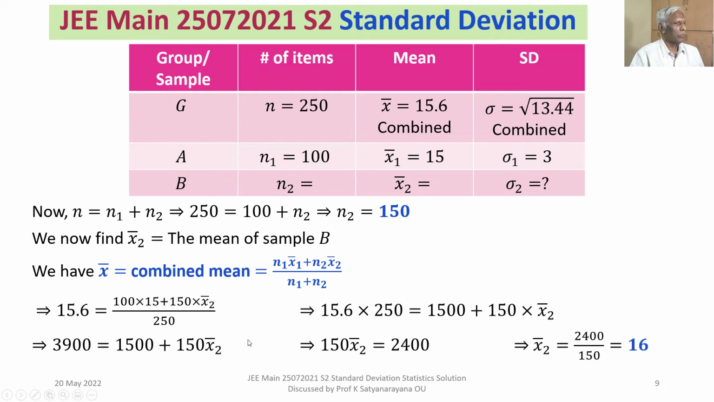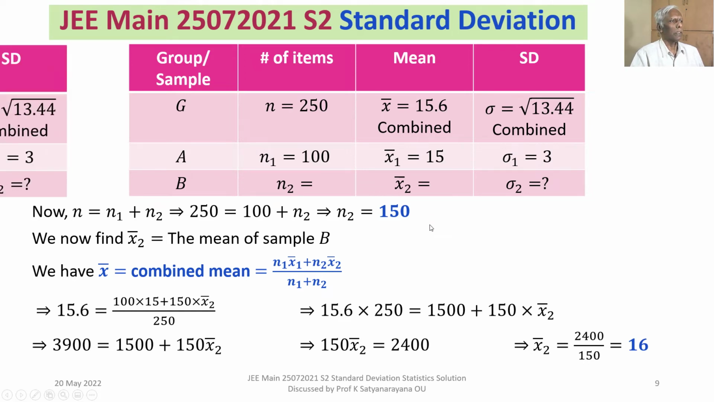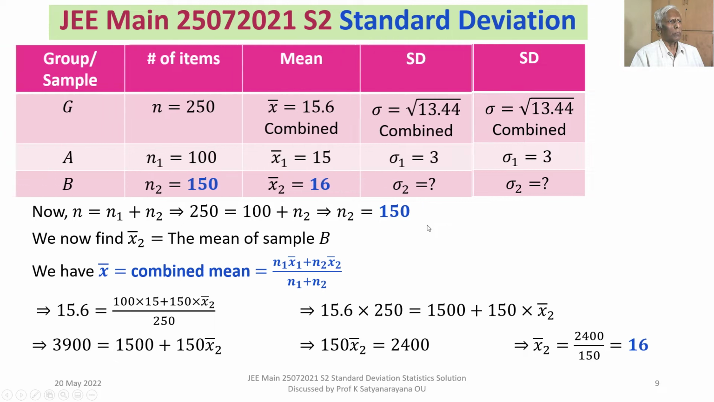And simplifying, we will get 150 x2 bar is equal to 2400. That will give you x2 bar is equal to 2400 by 150, that is 16. So we have n2 150, x2 bar is 16. Let's put that in the table. So that's the new table now.